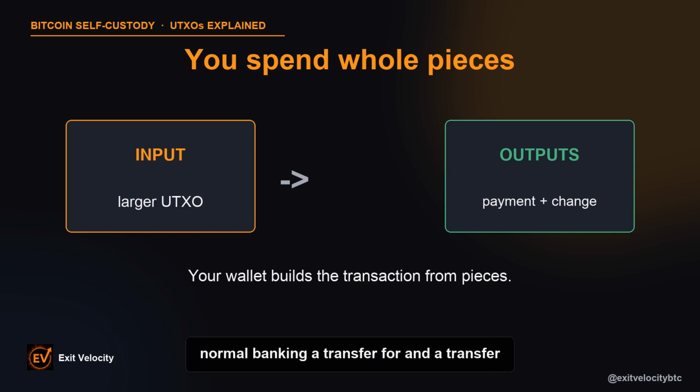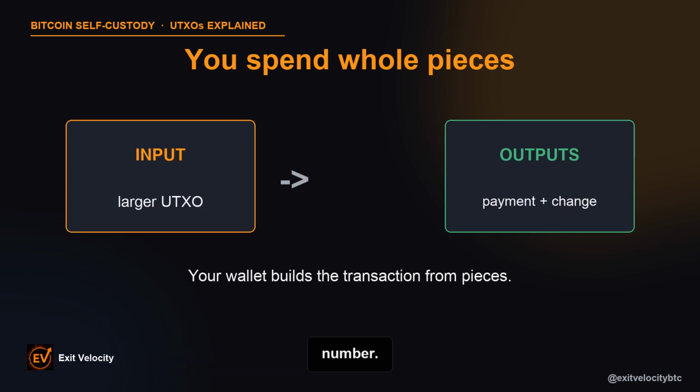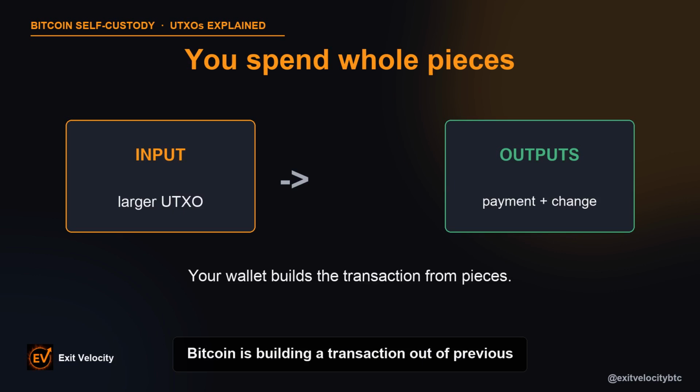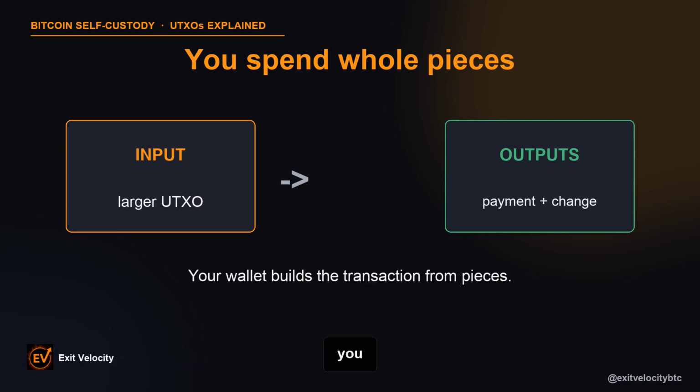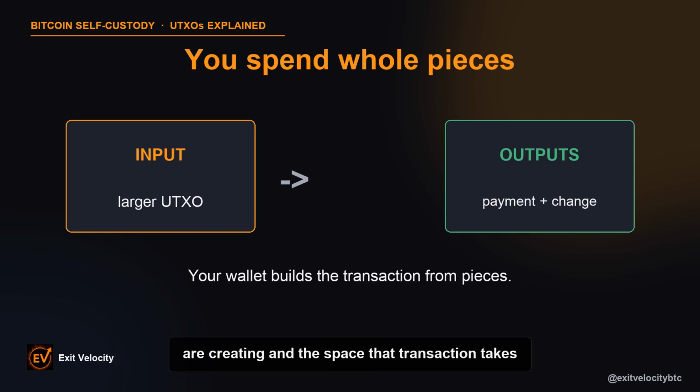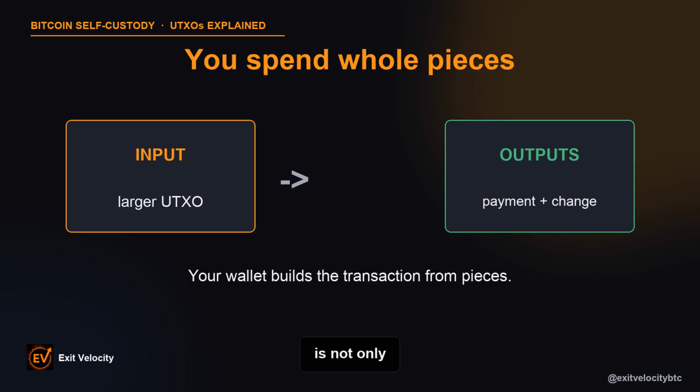In normal banking, a transfer for $100 and a transfer for $10,000 often feel like the same action. Type the amount. Hit send. The bank moves numbers in its database. Bitcoin is not moving a bank database number. Bitcoin is building a transaction out of previous outputs. The network does not care that your wallet screen says one balance. The network sees the pieces you are spending, the new outputs you are creating, and the space that transaction takes in a block. That is why the question is not only, how much Bitcoin do I have? It is also, what shape is my Bitcoin in?